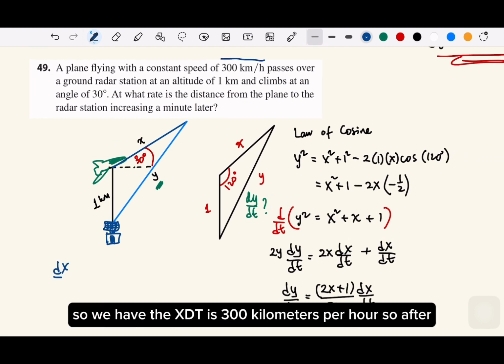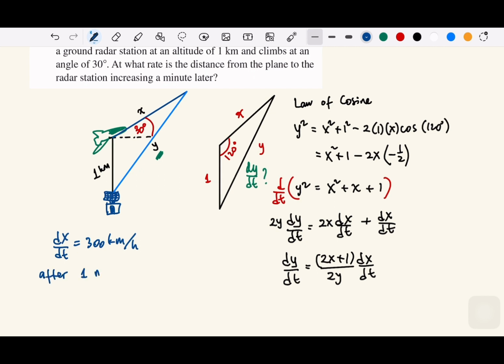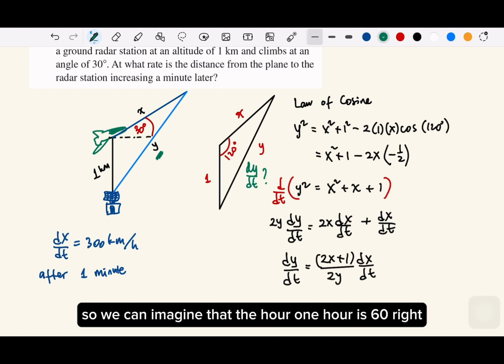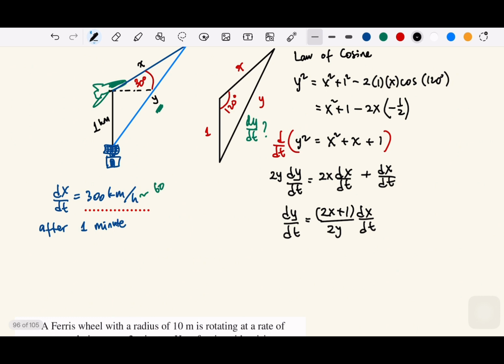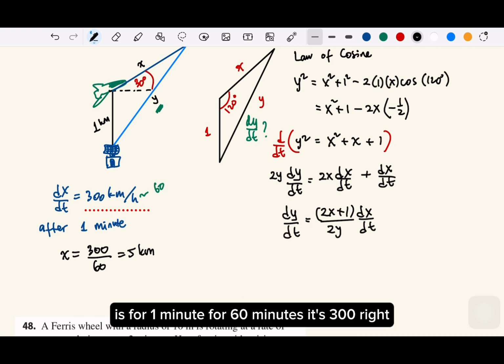Okay, we have this, right? So we have dx dt is 300 kilometer per hour. So after 1 minute, so we can imagine that 1 hour is 60 minutes, right? So after 1 minute, x is 300 divided by 60. It's 5 kilometer. So 5 kilometer is for 1 minute. For 60 minutes, it's 300, right?